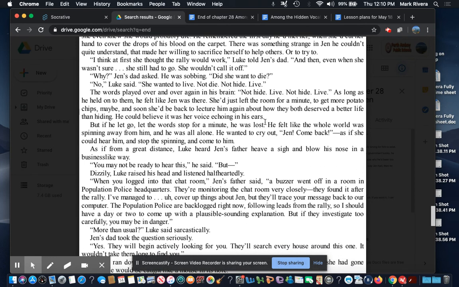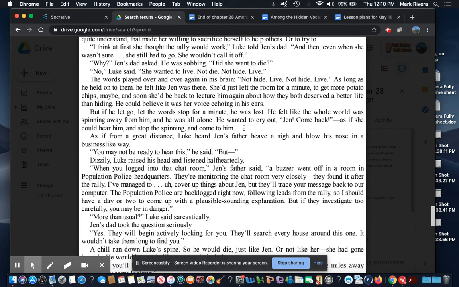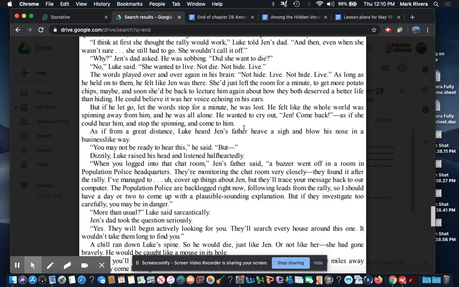"I think at first she thought the rally would work," Luke told Jen's dad. "And then even she wasn't sure, so she still had to go. She wouldn't call it off." "Why?" Jen's dad said. He was sobbing. "Did she want to die?" "No," Luke said. "She wanted to live, not die, not hide, live."